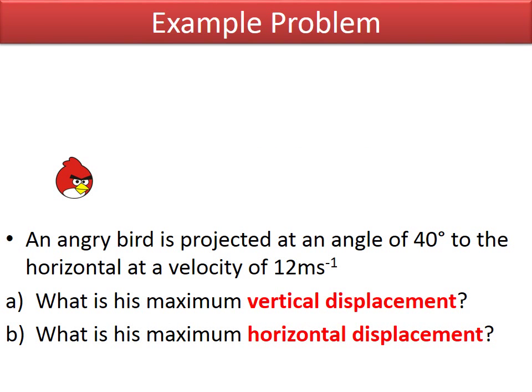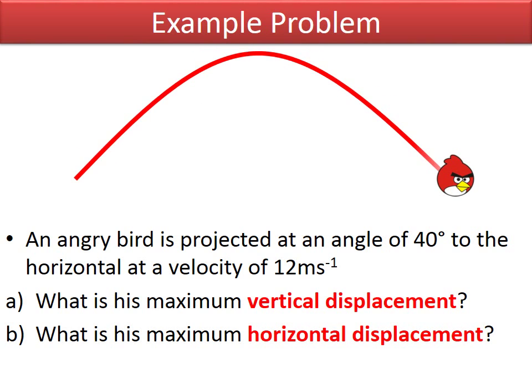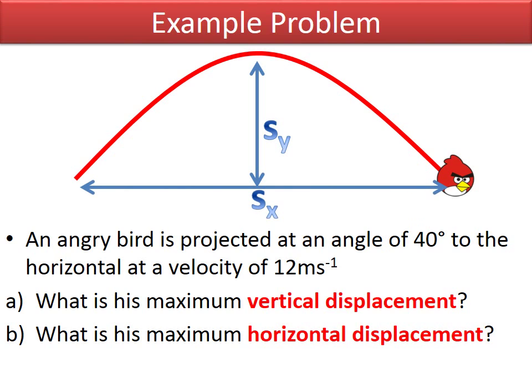So we have a problem here. An angry bird is projected at an angle of 40 degrees to the horizontal at a velocity of 12 meters per second. So you need to figure out what is its maximum vertical displacement and his maximal horizontal displacement. I say his, it may be a lady, I don't know.